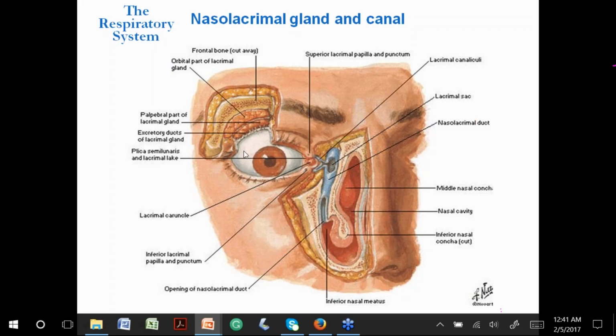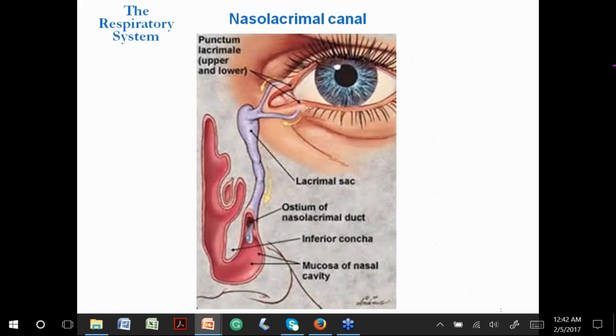distribute tears on the eye, and the tears are coming this way, and they are going to get into the lacrimal canal. So the tears are coming this way, go to the lacrimal canal, and they drain in where? Into the inferior nasal meatus, that is the nasal cavity. Okay, all right. So here again we have another view.